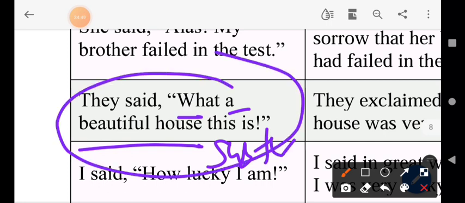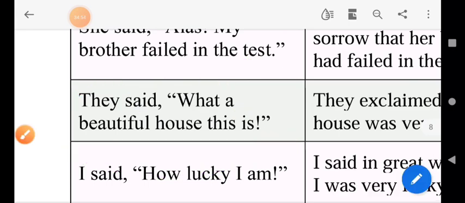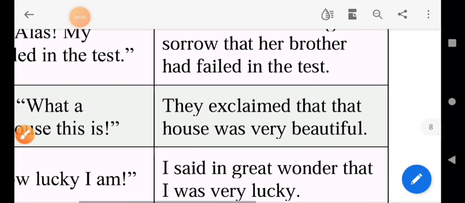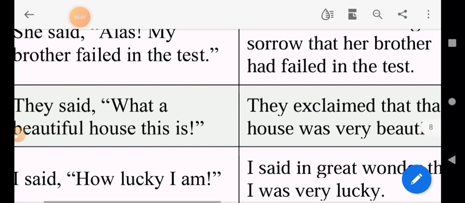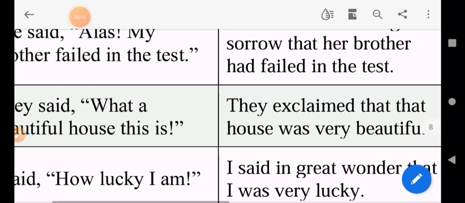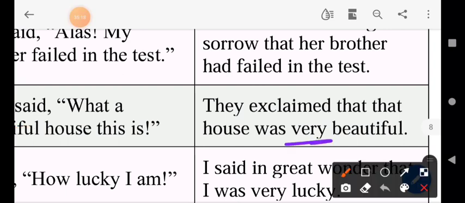How to change this one? The reporting verb said is changed to they exclaimed with surprise. We should also write surprise. They exclaimed with surprise, and that house was very beautiful. Very beautiful shows the intensity. The intensity in what a beautiful house this is is expressed through the adverb very.